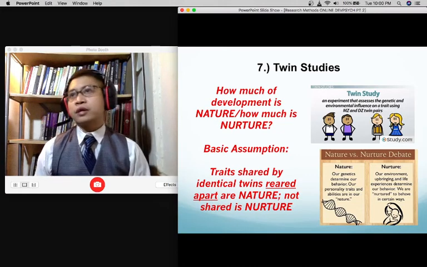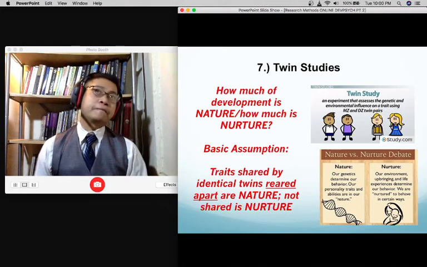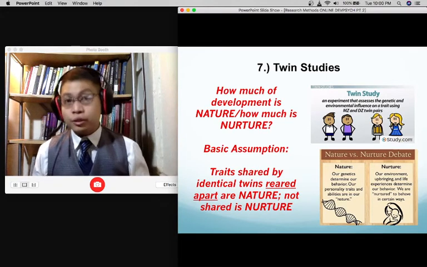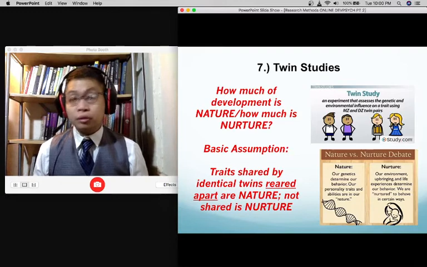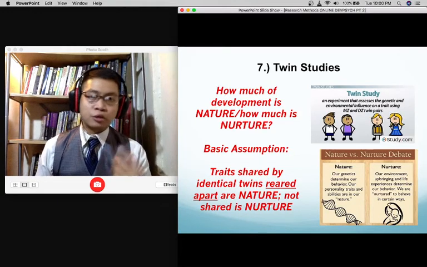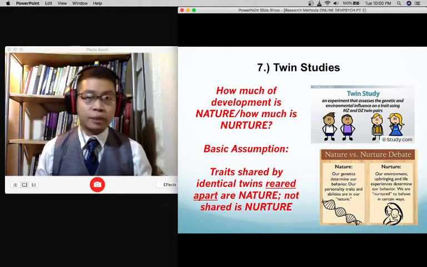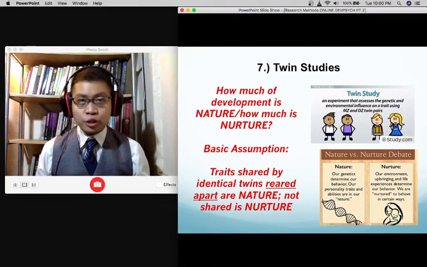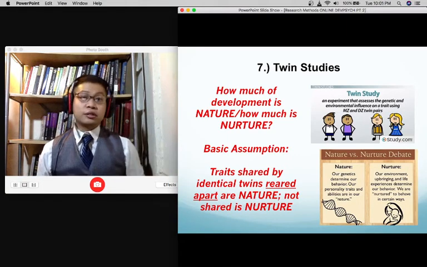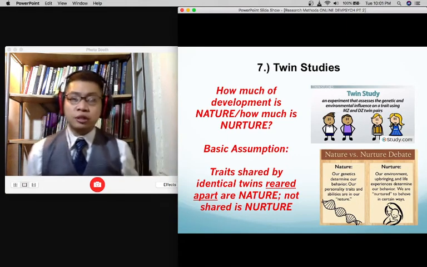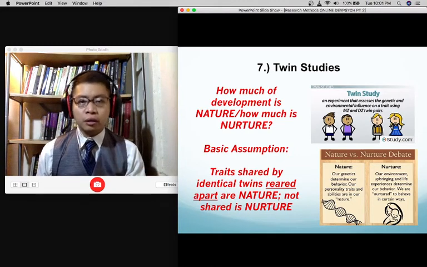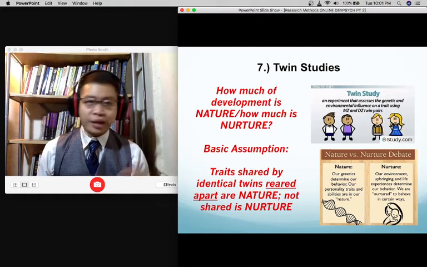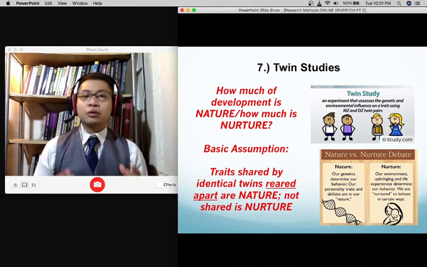Or let's say, for example, your moral reasoning, your ability to reason in terms of morality. O, ilang porsyento ng moral reasoning genes? Ilang porsyento environment? To answer those questions, you carry out twin studies. The basic assumption in twin studies is traits shared by identical twins who are reared apart are nature, not shared is nurture. 'Di ba? Ano ibig sabihin ng identical twins?